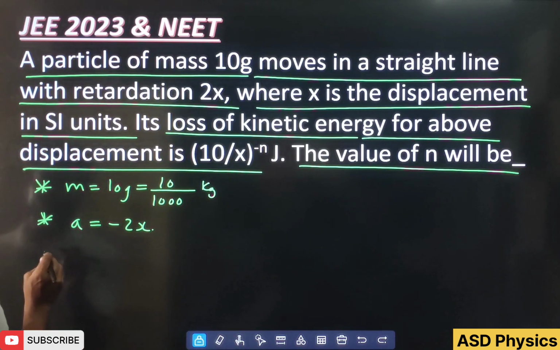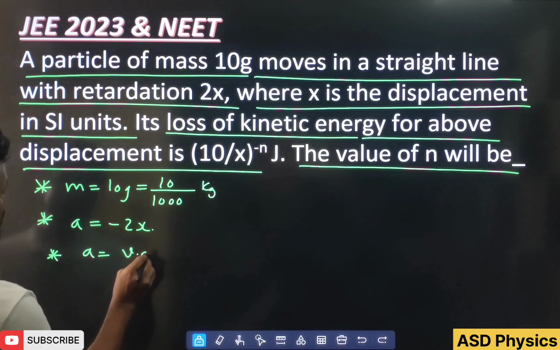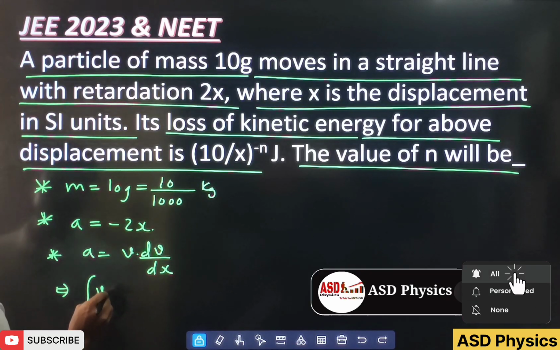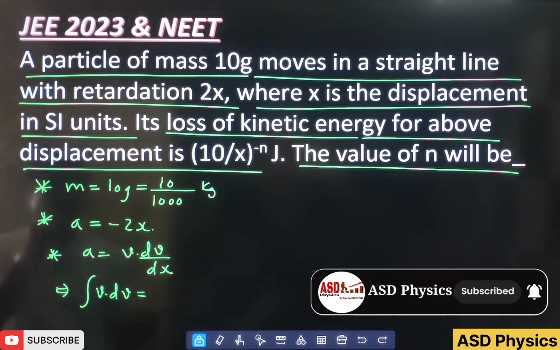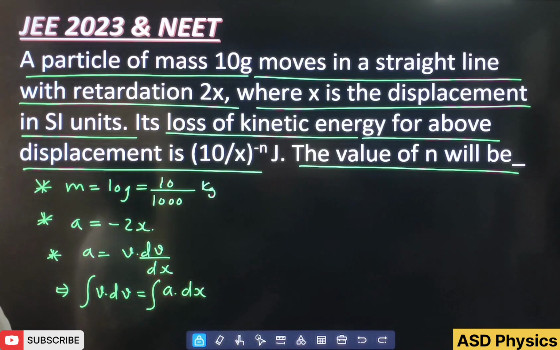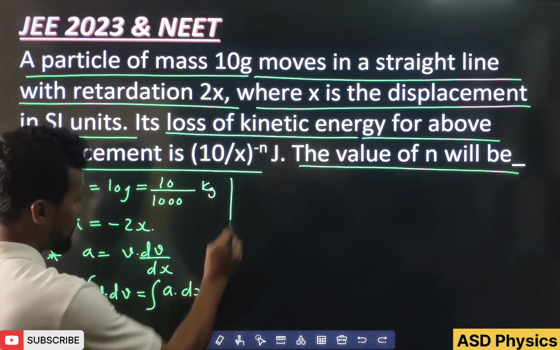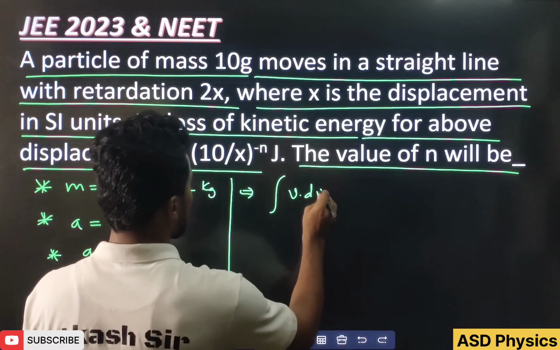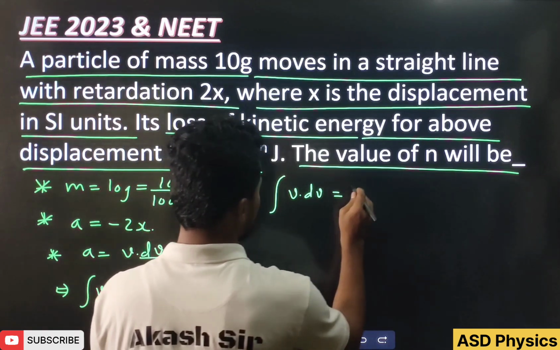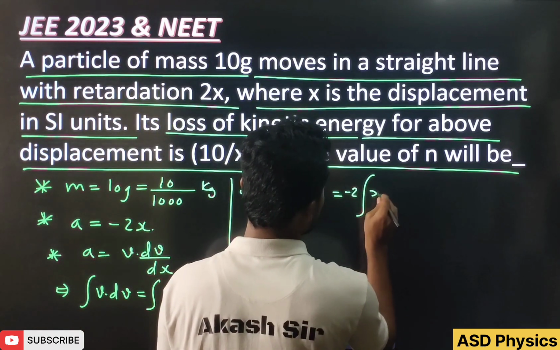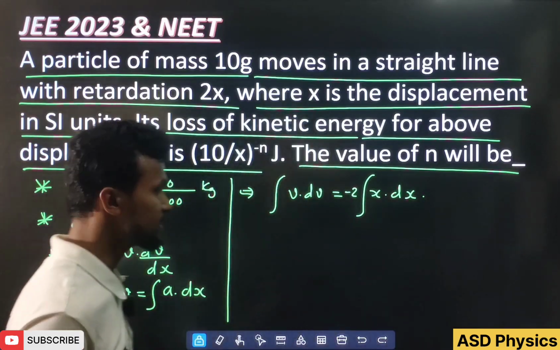As we know, A equal to V into dV by dx. So I can write V into dV is equal to A dx, and on both sides I put the integration. This is the thing we are using. Now V into dV, and just put the value of A given here, minus 2x, so minus 2 outside, x into dx.